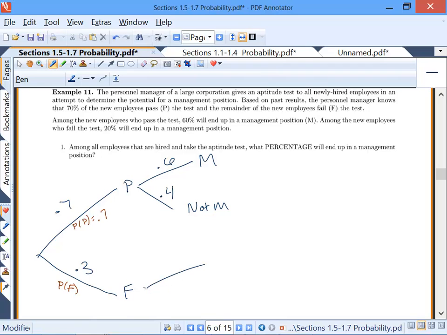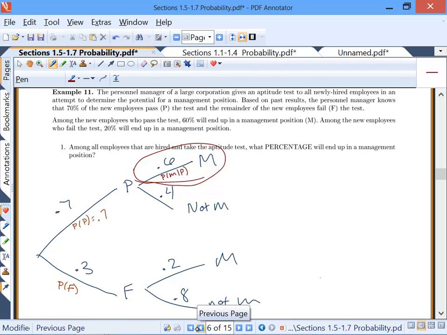And even if you fail the test, you can still go on to become a manager or a not manager. If you failed, what was the probability of becoming management? 0.2, which means the other branch must be 0.8. Now, when I did this branch, was this branch the probability of management overall? Okay. No, that branch was not the overall probability of management. This branch was the probability of management if we already know you passed. Okay. So really these were all conditional probabilities. So as you go on and you draw your tree, each branch is one further conditional probability. So you're saying, okay, I already know you passed. Now what's the probability of being in management? So these are all conditional probabilities.